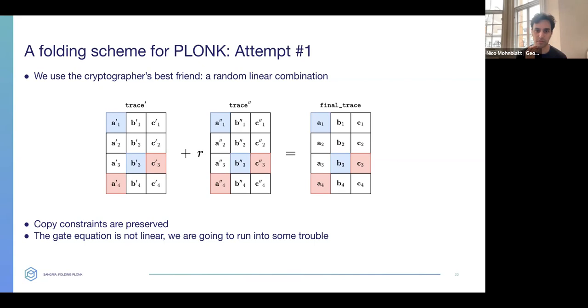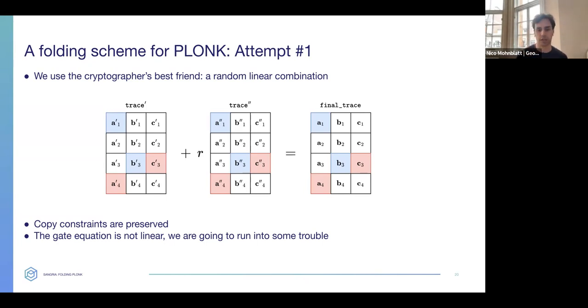So visually, you can see that the copy constraints are preserved. Like if a prime 1 equals b prime 3 and a second 1 equals b second 3, I'm talking about the blue squares here. If these blue squares are equal, then so will the blue squares on the right-hand side. So that's super nice. And that's, I think, the main worry people had when trying to fold PLONK: are copy constraints preserved? Because there's this whole grand product argument, and it looks scarier than it is.